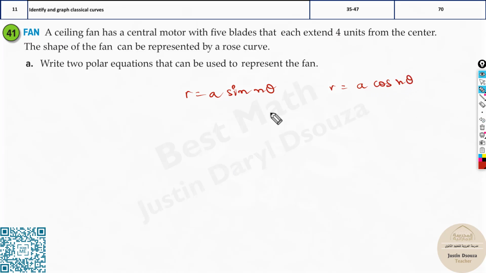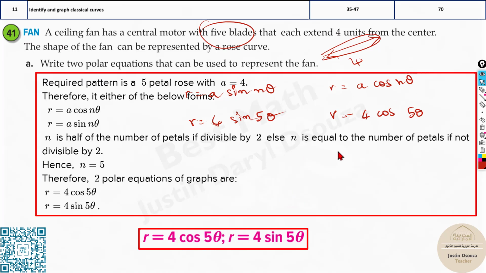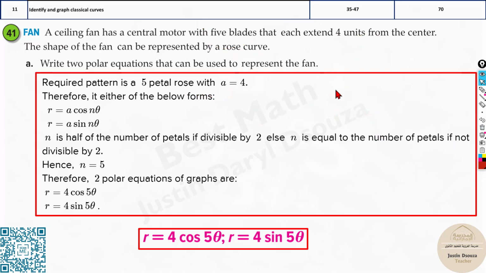It's cosine n theta. So now what is n? 5 blades, petals, right? There are 5, so I can directly write it's 5 theta, and it's sine or cosine. Now it extends 4 units, meaning the petals are 4 units long, so it's 4, and over here also 4. That is the answer. It'll be this or this. You can choose any one of them because it can be sine or cosine. It'll just flip, but as long as all these conditions are satisfied, those are the answers.